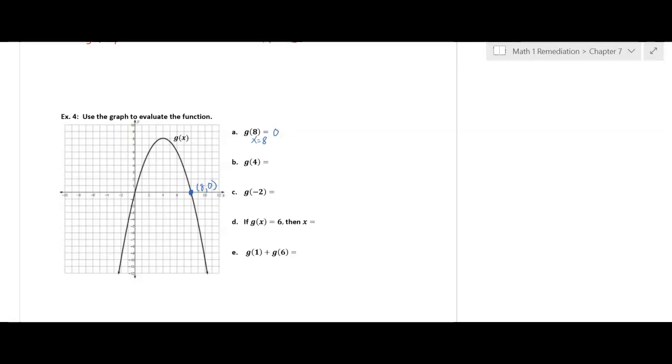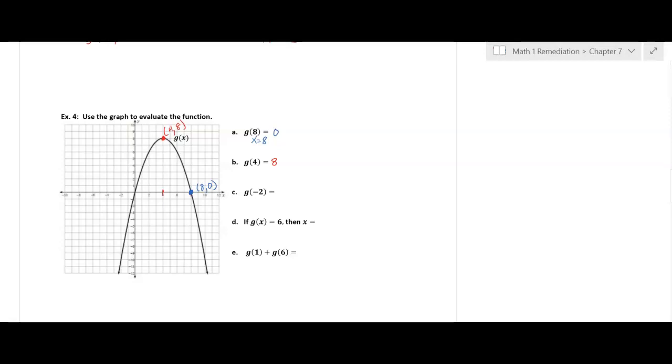Now when I do g of 4, I go to 4 on the x-axis, which is right here. And I'm going to go up to the graph, and I'm going to identify when x is 4, what's my output y? That would be 8. So g of 4 would just be 8.